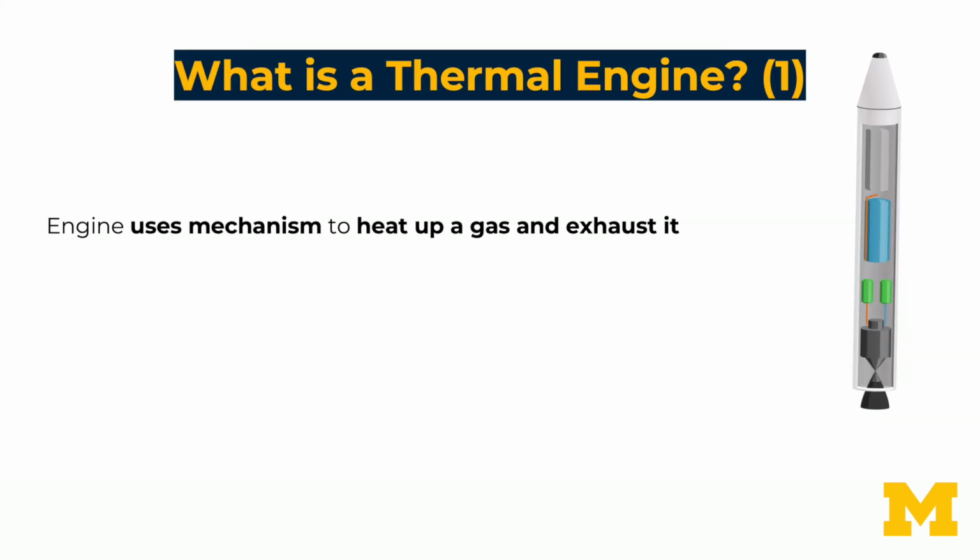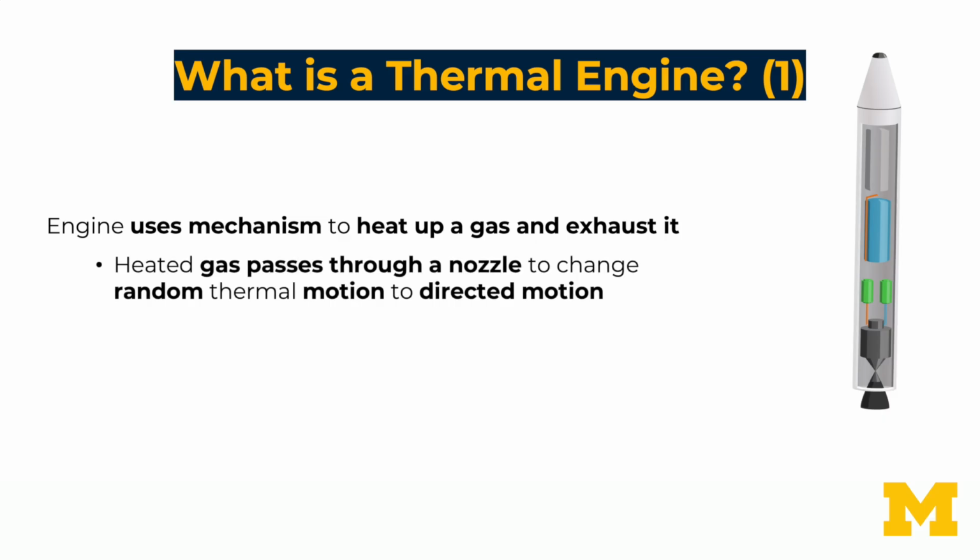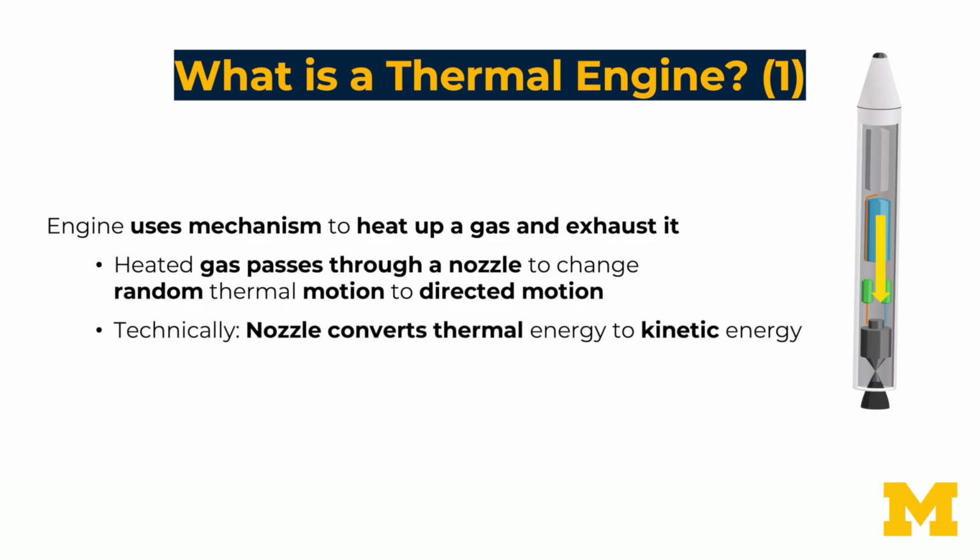So a thermal engine uses some sort of a mechanism to heat up a gas and exhaust it. That's all it is. Heat up the gas and exhaust it. So the heated gas passes through the nozzle, and that changes the random motion to directed motion. And specifically, it changes thermal energy to kinetic energy.